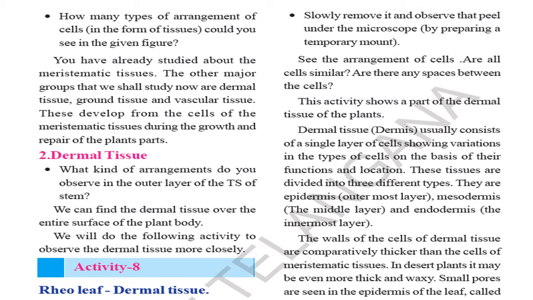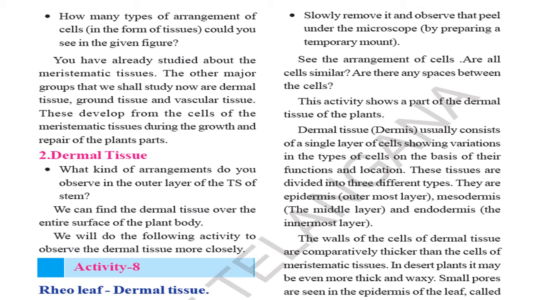Again in brief, dermis usually consists of a single layer of cells, only one layer, showing variations in the types of cells on the basis of their functions and locations. Got it? These tissues are divided into 3 types. What are they? So children, understood the dermis has 3 parts. What are those?